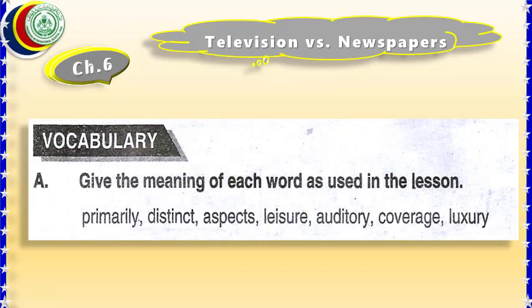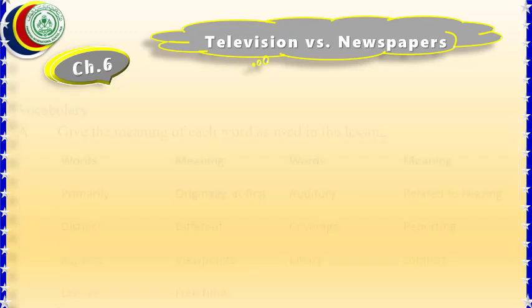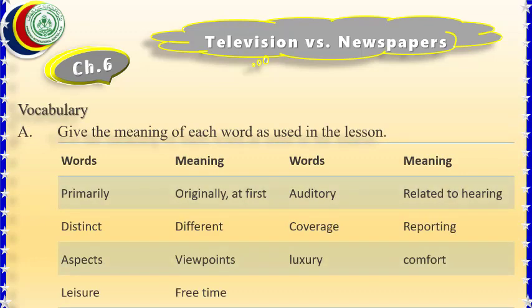First exercise is vocabulary. In this exercise, we are to give the meaning of each word as used in the lesson. Let us write the meaning. Primarily means originally, at first. Distinct means different, specific, special, extraordinary. Aspect means viewpoint. Leisure means free time, enjoying time. Auditory means related to hearing. Coverage is reporting, and luxury means comfort or comfortable.